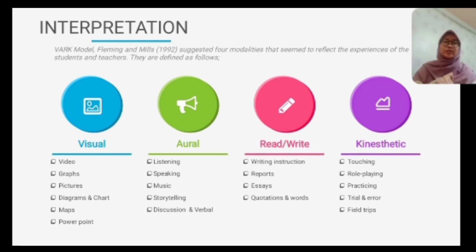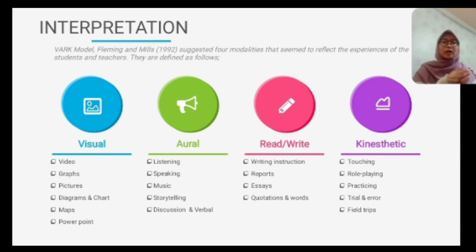The first one is visual. Visual is a learning style that tends to describe information by seeing videos, graphs, pictures, diagrams and charts, maps, and PowerPoint. They like to underline and highlight anything that shows symbols.